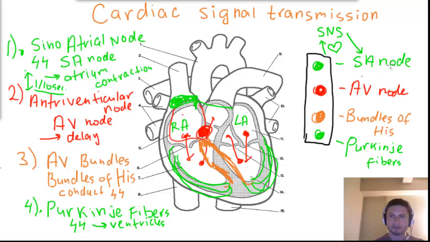And now it's also innervated by another nerve. This is your parasympathetic nervous system, PNS. This is to decrease your heartbeat, and this is something you should know. This nerve is called the vagus nerve. Vagus, V-A-G-U-S. So the vagus nerve innervates your SA node as well and decreases the heartbeat.